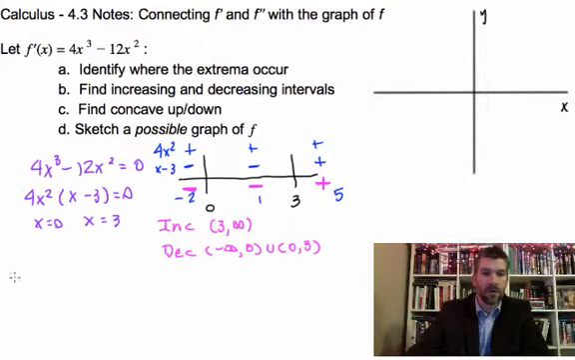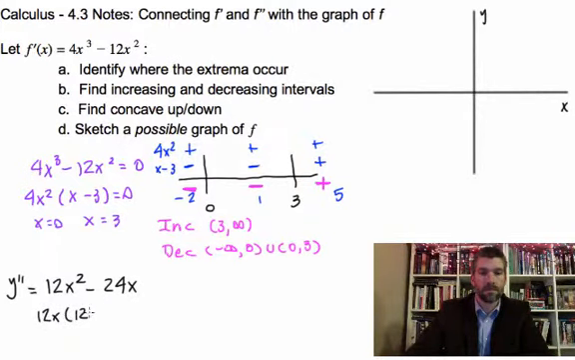Now, second derivative. What's that going to be? Take the derivative of the first derivative. So it's going to be 12x squared minus 24x. And set that guy equal to 0. So when I do this, I can factor out a 12x. Whoops, that should be 1x. So that should be x minus 2. Set each piece equal to 0, and you get x equals 0 and x equals 2.